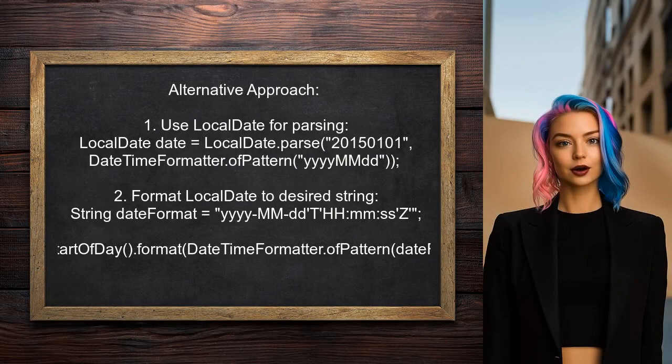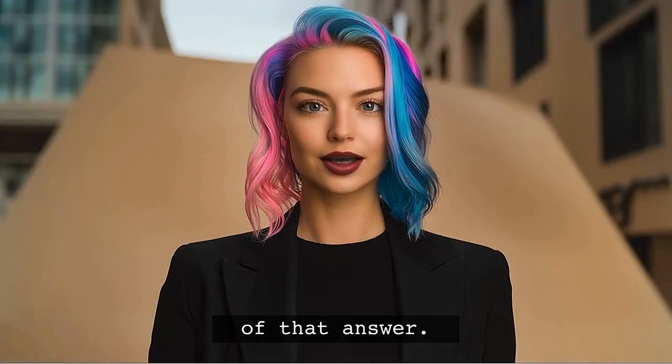This user shares an alternative approach for converting a string to offset datetime in Java. They initially used Joda DateTime, but decided to switch to Java 8 libraries. They suggest using LocalDate for parsing the string and then formatting it to the desired output. That's the end of that answer.